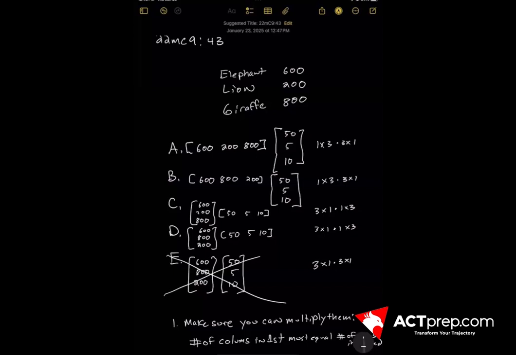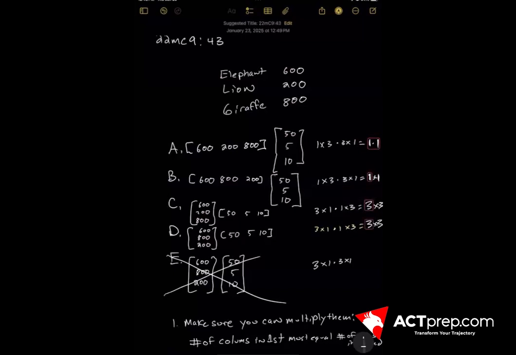All right. And so the answer of any matrix is going to be defined by the number of rows in the first matrix and the number of columns in the second. So whatever answer A is going to turn out to be, it's going to be a 1-by-1 matrix. And the answer B is going to be a 1-by-1 matrix. The answer C is going to be a 3-by-3 matrix. So we know that the answer we're looking for cannot end up being a 3-by-3. We're just looking for one single answer.